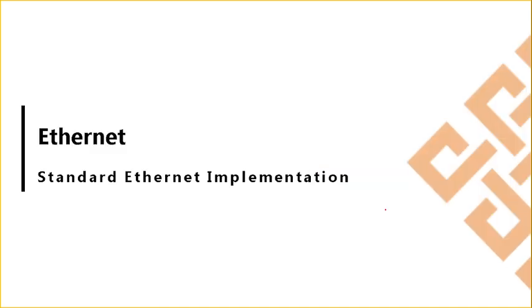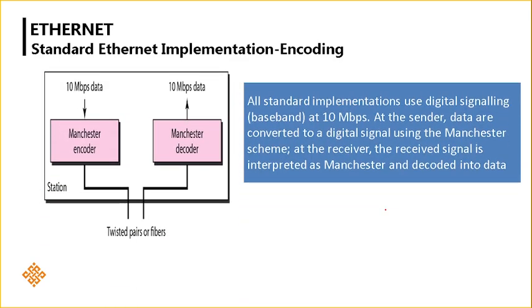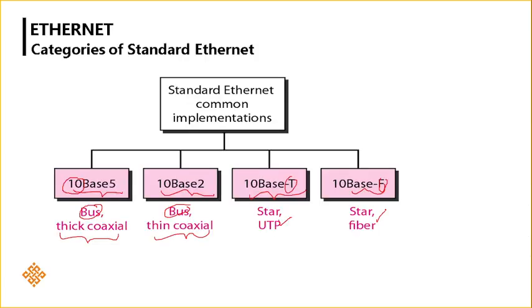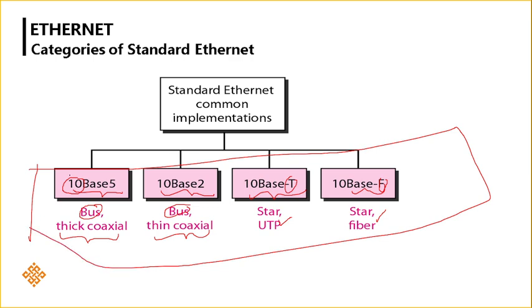Okay. When you see the implementations, I can directly tell that all these 4 Ethernet standards use a 10 Mbps speed. At the sender side, the digital data is converted into a digital signal, and at the receiver side it is converted back from digital signal to digital data. The data will transmit at 10 Mbps, and it will use the Manchester encoding technique to convert the digital data into a digital signal, and a reverse process happens at the receiver side.